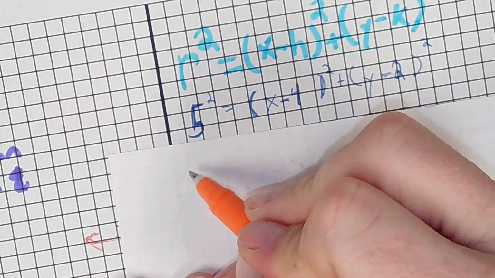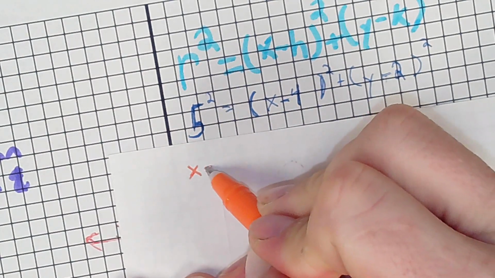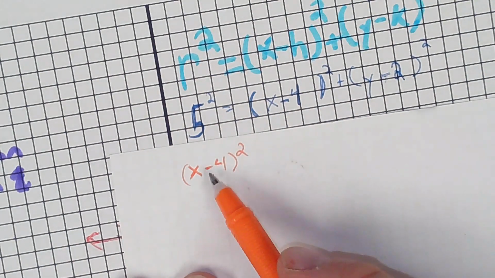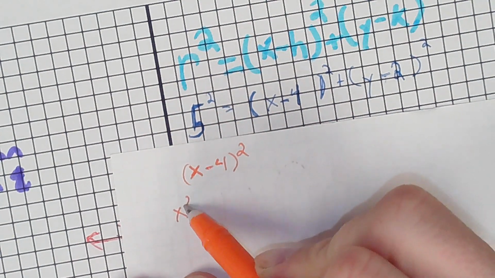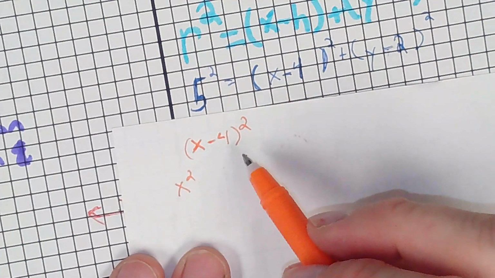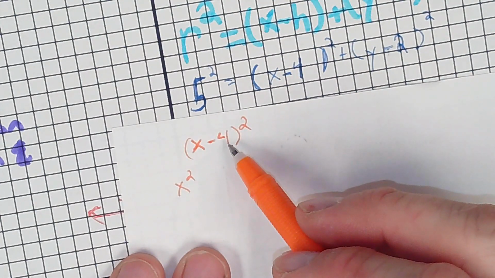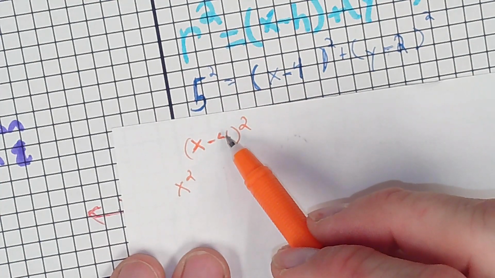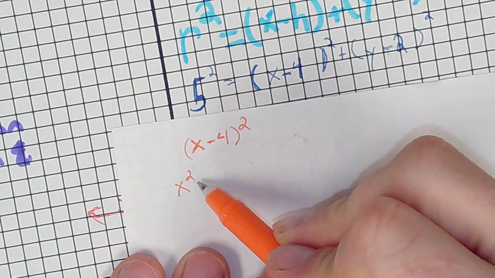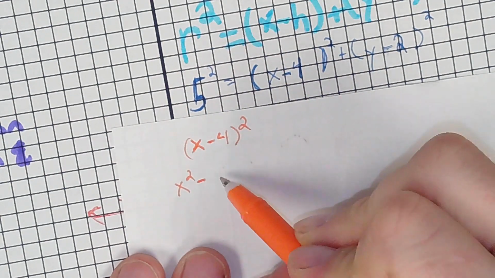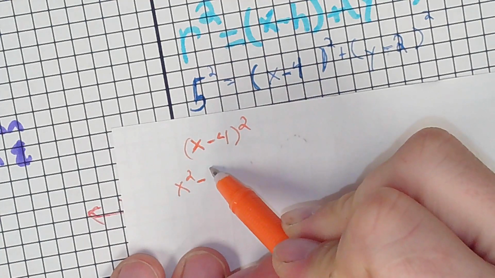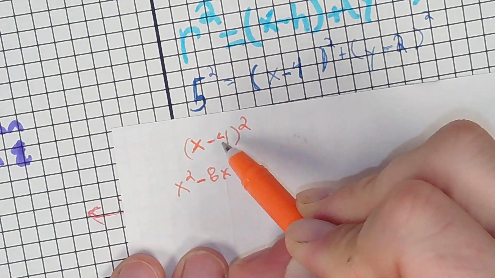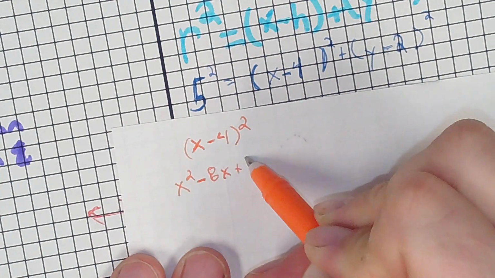Okay, so x minus 4, I'm going to use orange for my x's. X minus 4 squared, you use this method. You square the first term, x squared. Then you double the second term, and then you multiply by the first term. So it's going to be negative 8 times x. So negative 8 times x is negative 8x, and you square the last term. So it's going to be negative 4 squared, which is plus 16.